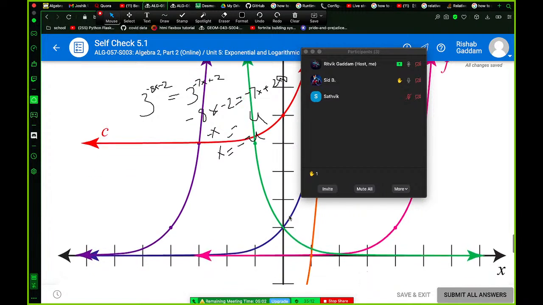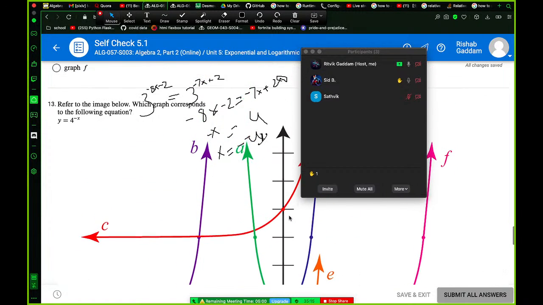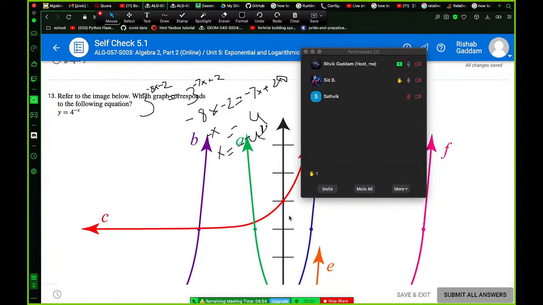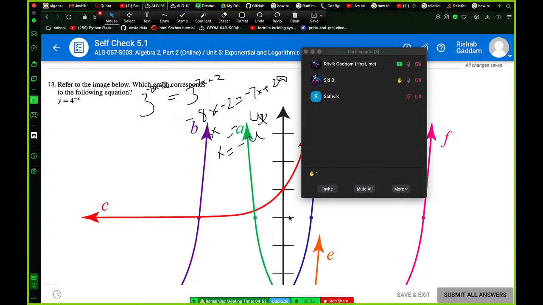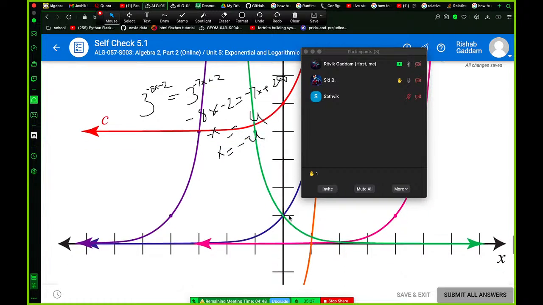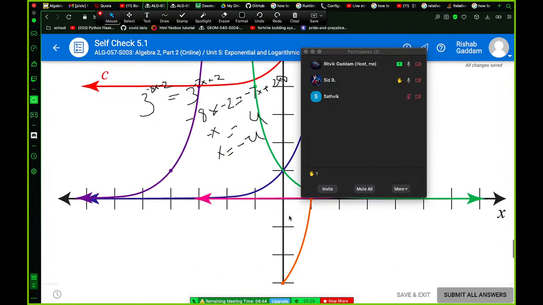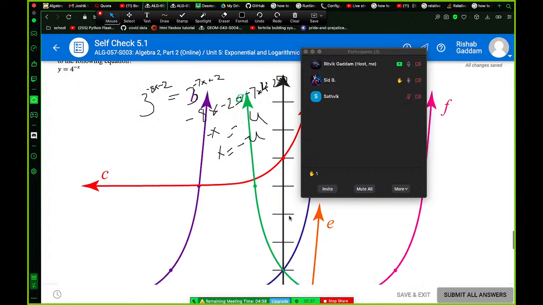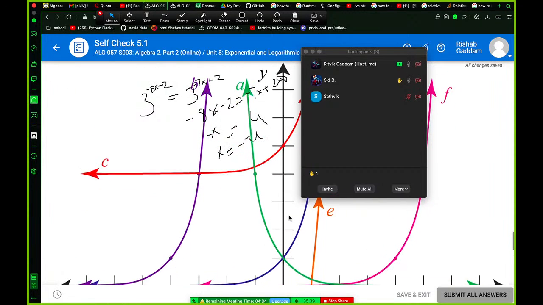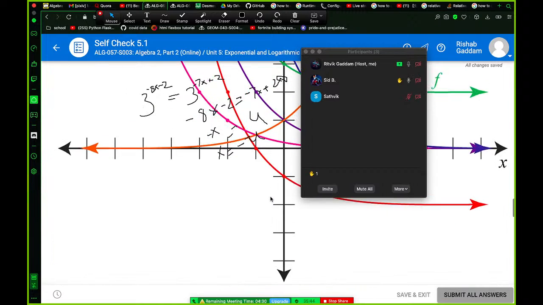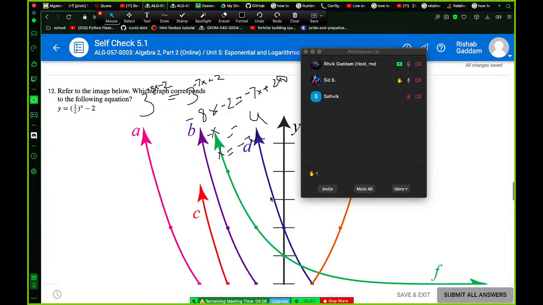Okay, so number 13, similar question. Do you want to do this one also? Sure. Okay, so y equals 4 to the minus x. So what do you think it's going to be? That would give you a fraction to the power of x, so it'd be y equals 1/4 to the x. And that should be somewhere in the positive. So I would say graph f.